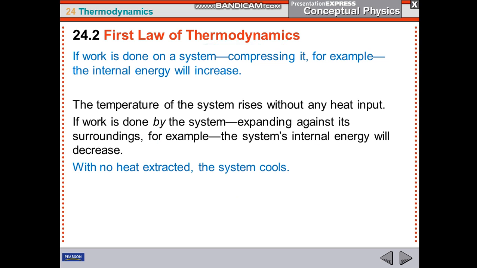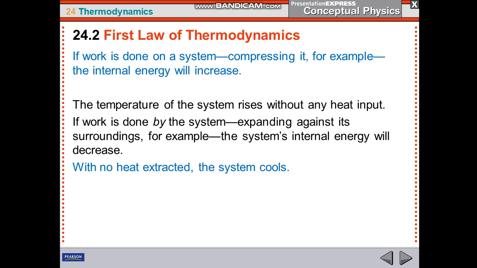If work is done by the system, like expanding against its surroundings, for example, the system's internal energy will decrease. With no heat extracted, the system cools. So you can see here, without giving heat, the system's internal energy can increase. It means the temperature of the system can increase.